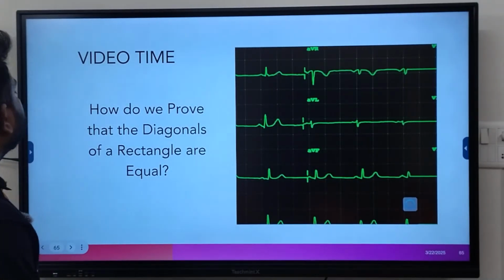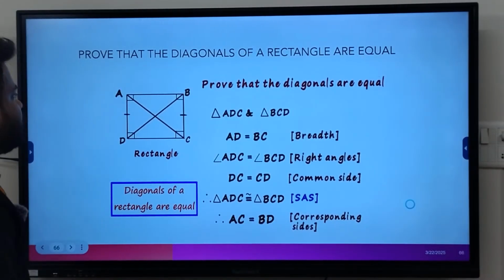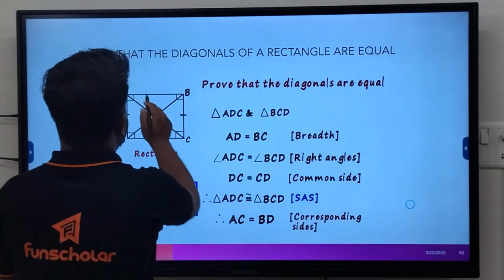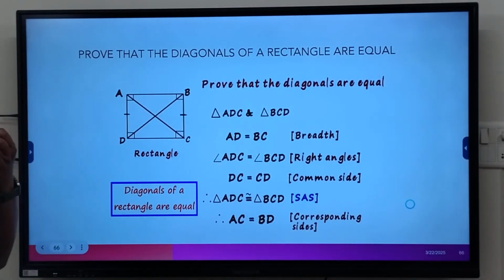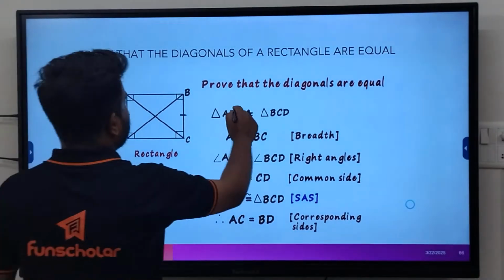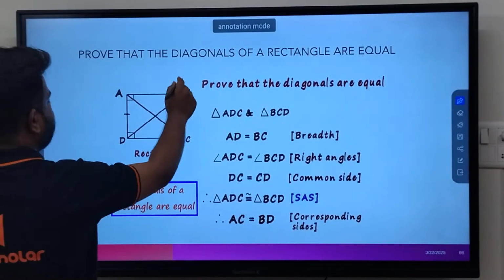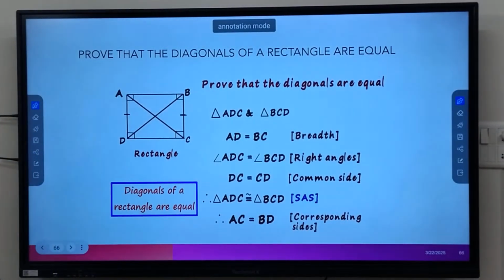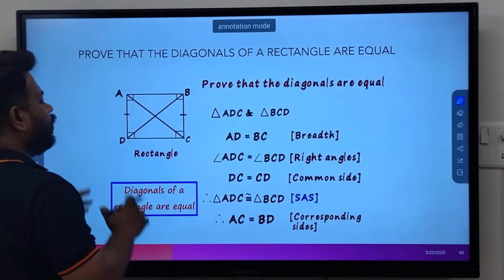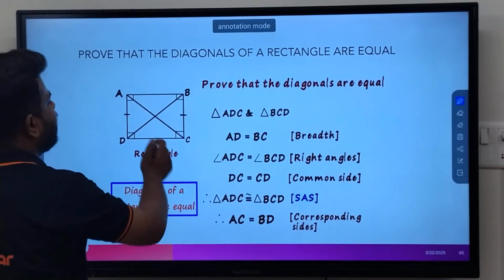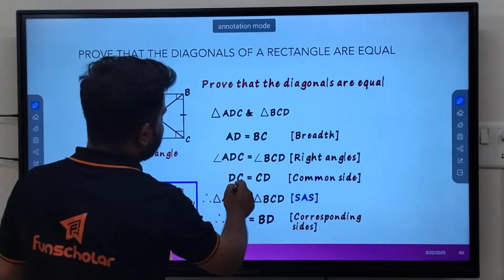How do we prove that the diagonals of a rectangle are equal? This one is pretty easy. We have to prove that the diagonals are equal. So we first draw a rectangle and then draw the diagonals. After drawing the diagonals, we get two triangles, ADC and BCD. AD equals BC, which is the breadth of this rectangle, and AB equals DC. Angles ADC and BCD are right angles, and DC and CD are common.